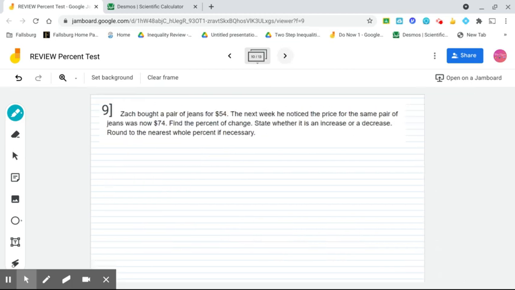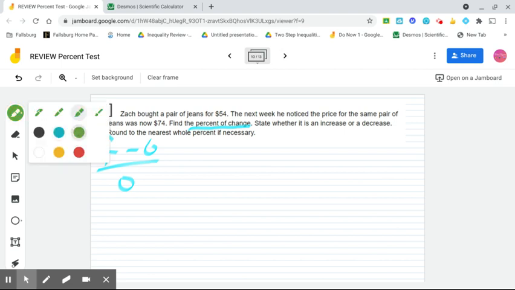Number 9, Zach bought a pair of jeans for $54. The next week, he noticed the price of the same pair of jeans was $74. Find the percent of change. State whether it is an increase or a decrease. Round to the nearest whole percent if necessary. So here we go. We have FOO again. Final minus original over original. Always when you see percent of change, think FOO.